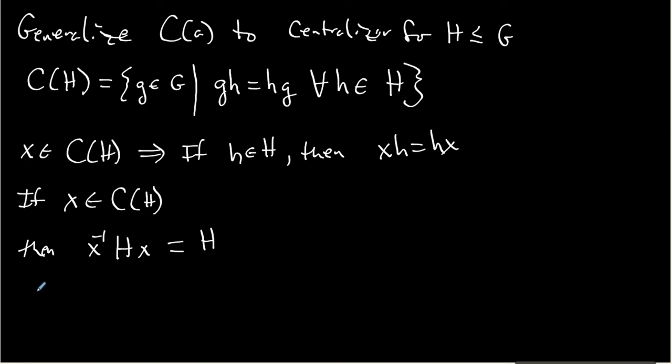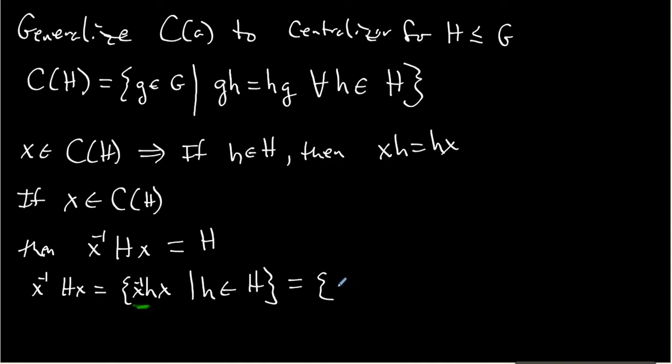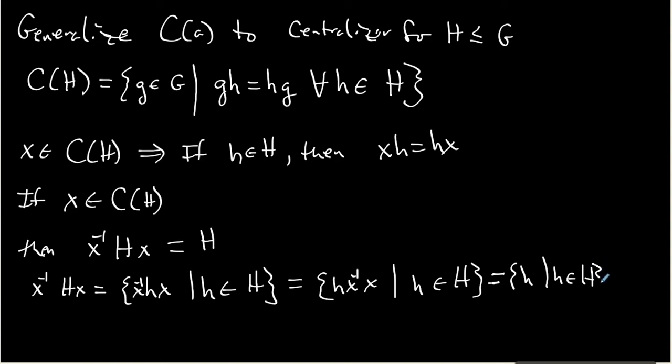The reason why this is so is that this set here is x inverse times h times x, where h is running over all of the h's inside H, but x is inside the centralizer of H, so we can swap the order of two of those guys, and when we swap the order, we're going to get h times x inverse times x, where h is inside H, and this of course is just e, so we're now looking at the set of h's such that h is in H, and that's just a fancy long-handed way of writing the set H. So when x is inside the centralizer, the conjugate subgroup x inverse times H times x is just going to be the subgroup itself.